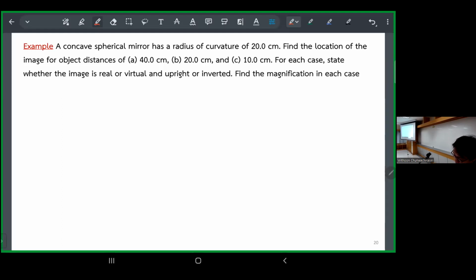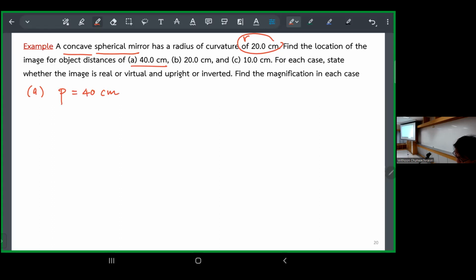All right, guys. So you have a concave spherical mirror with the radius of curvature given. You can say this is R, and R is 20 centimeters. Find the location of the image, right? Because you already know, let's say, part A, your object location is 40 centimeters.